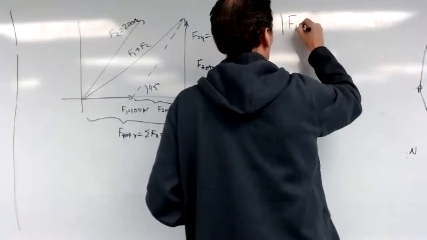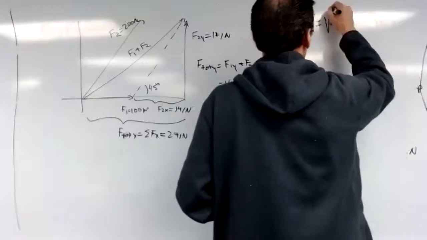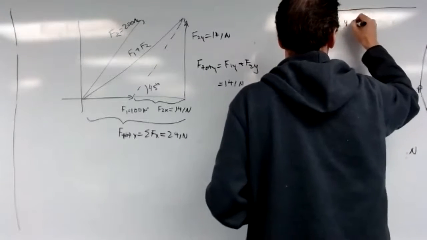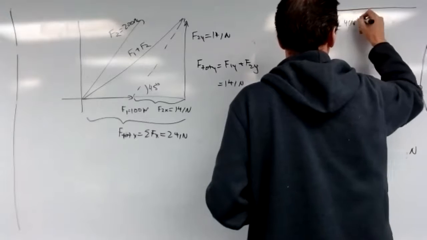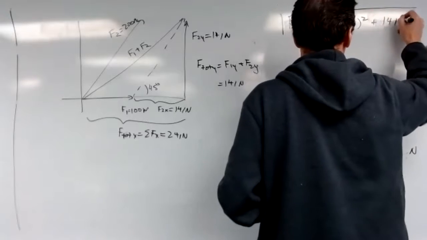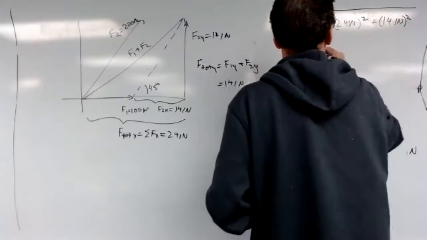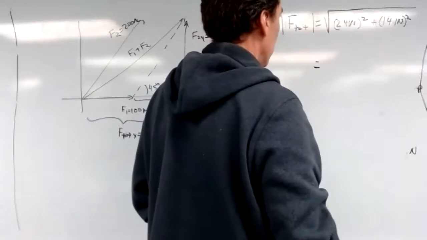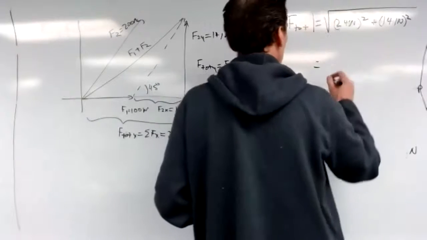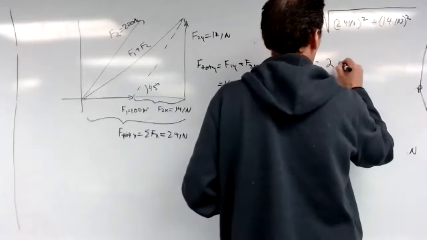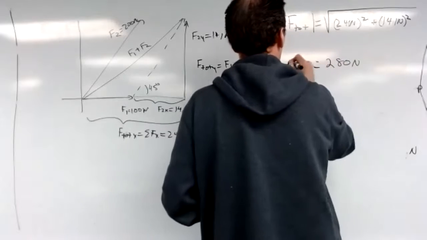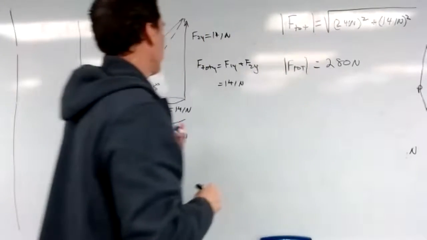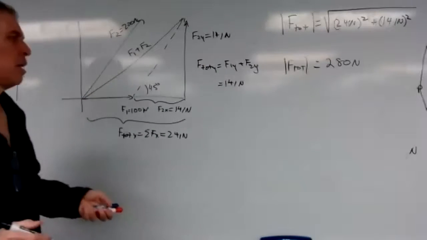So the magnitude of my total force is the square root of 241 newtons squared plus 141 newtons squared. 576 plus 280 maybe? Yeah. So the magnitude of my total force is that, and the direction, right?